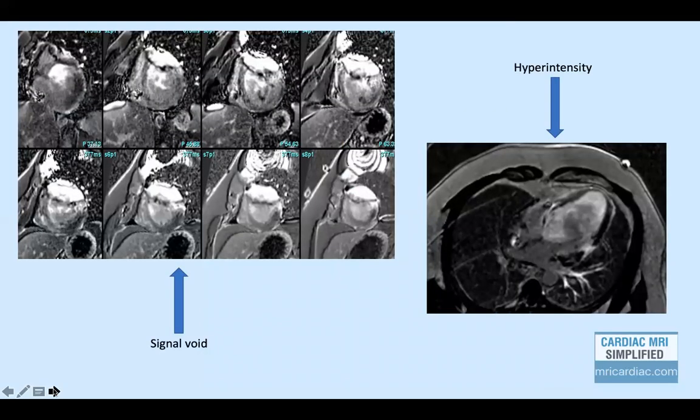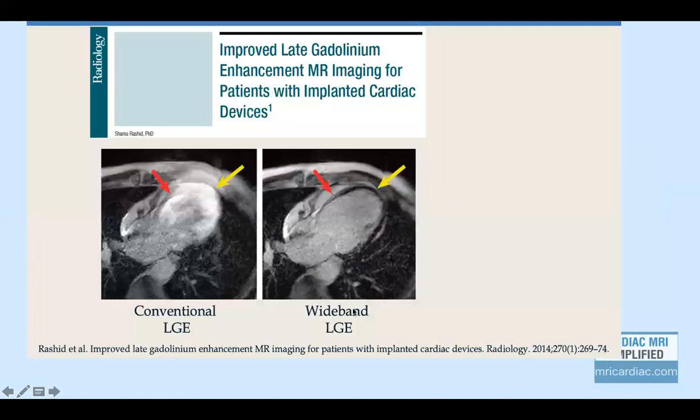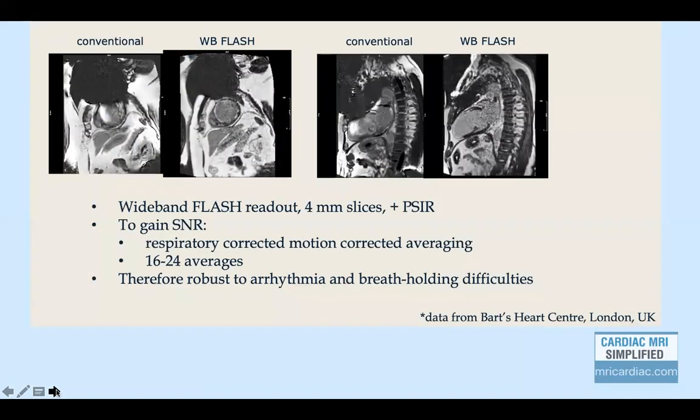Late gadolinium enhancement is very crucial, but it can have a lot of artifacts, especially because of the signal void and some hyperintensity artifacts. At that time it can be switched over to wideband late gadolinium enhancement. The maximum bandwidth available on your scanner should be tried, and then we can still get reportable images.